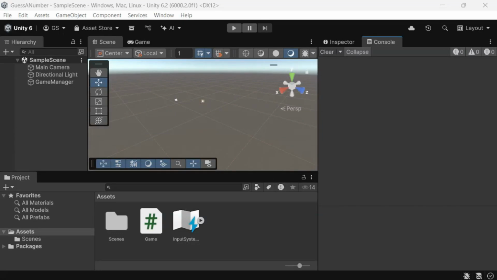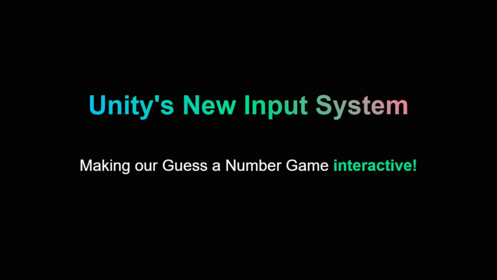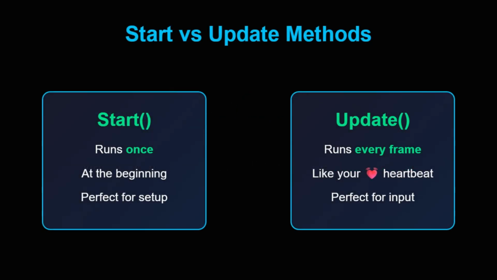Hey everyone, welcome back. I'm so excited you're here because today we're going to make our Guess a Number game actually interactive. In our last video, we learned about the start and update methods in Unity. We discovered that start runs only once at the beginning, while update runs every single frame. Think of update like your heartbeat. It keeps going continuously. Today, we're going to use that update method to listen for keyboard presses.